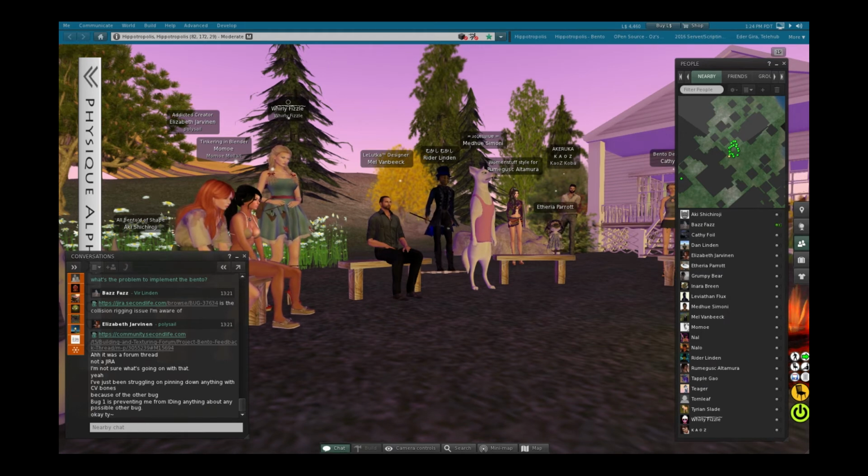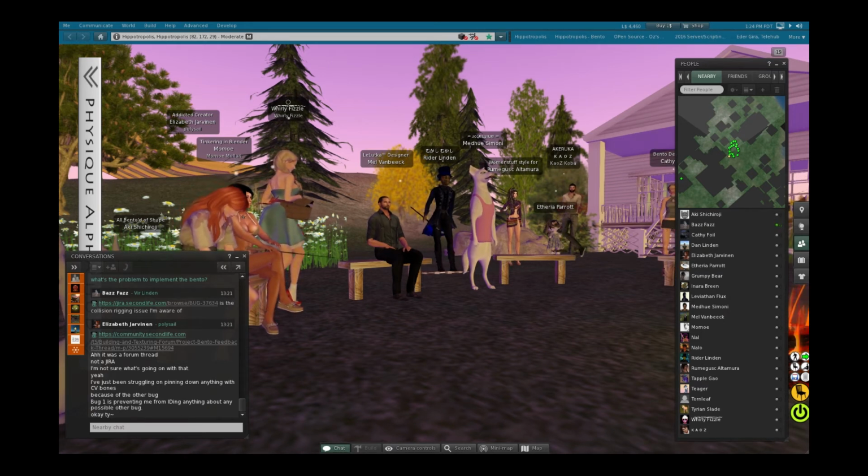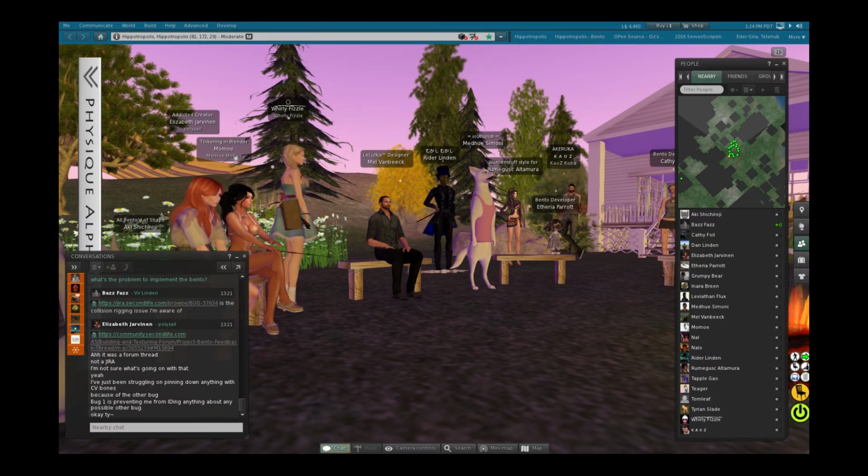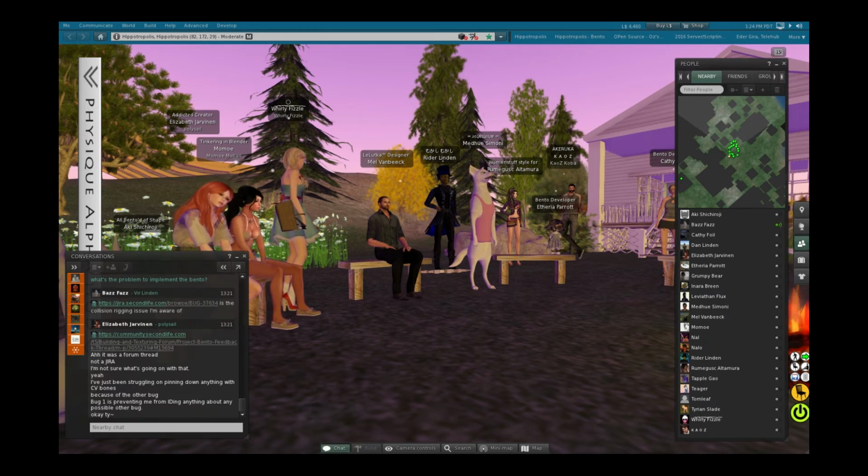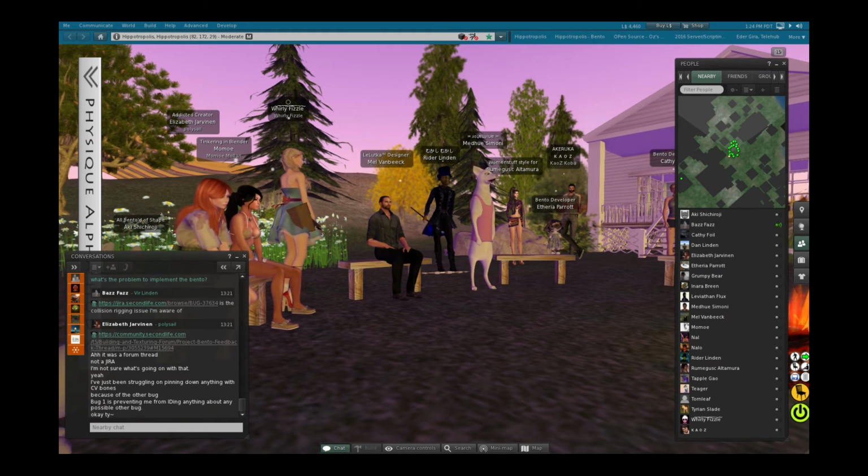What's the problem to implement Bento? There's the Avastar issues which are making it hard for people to do testing. As far as we can tell, those aren't problems with the Bento viewer, but if most of the people who are trying to do testing are having problems, then it still affects our ability to find out whether the Bento viewer is working correctly or not. That's our biggest issue right now.